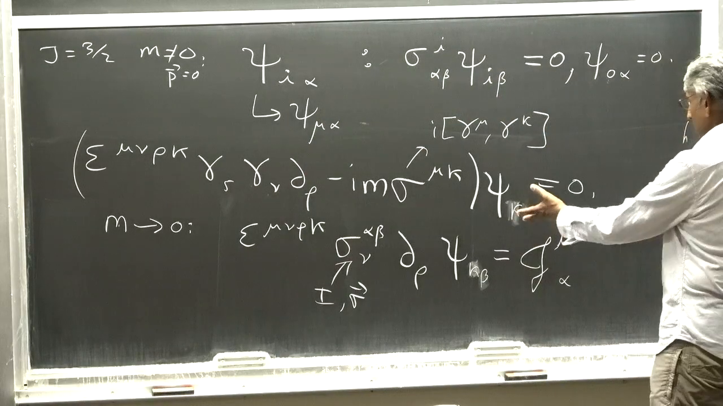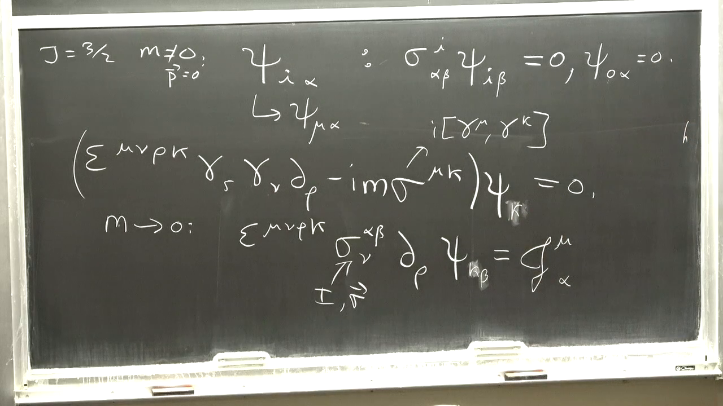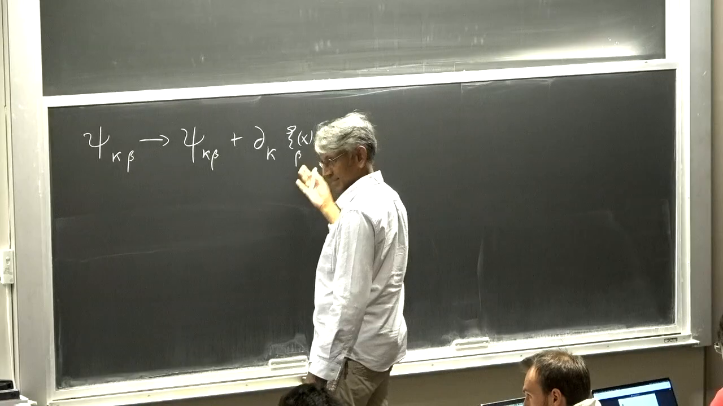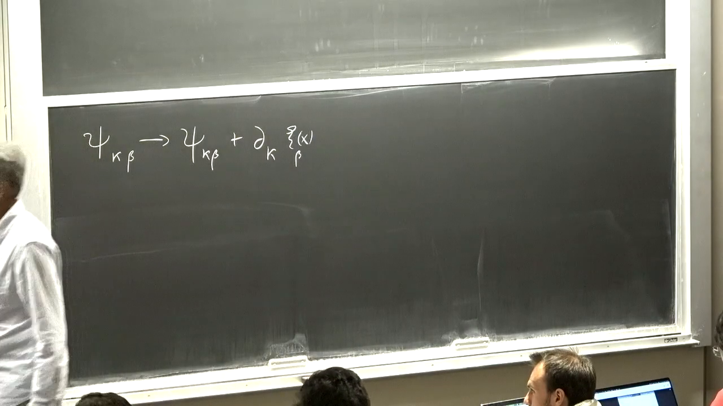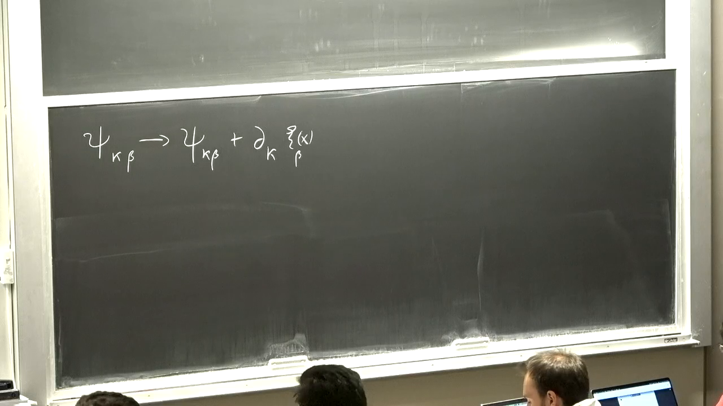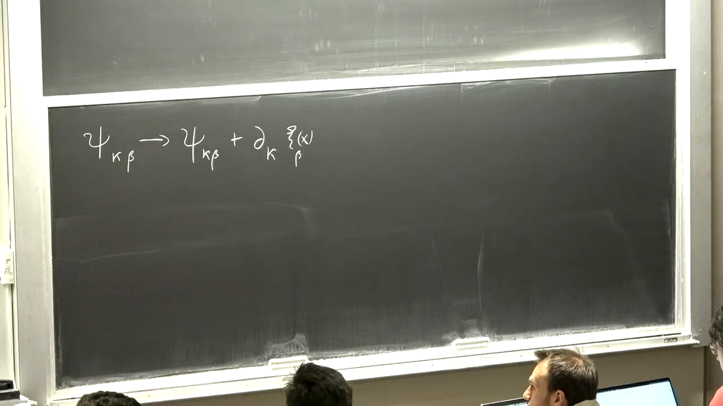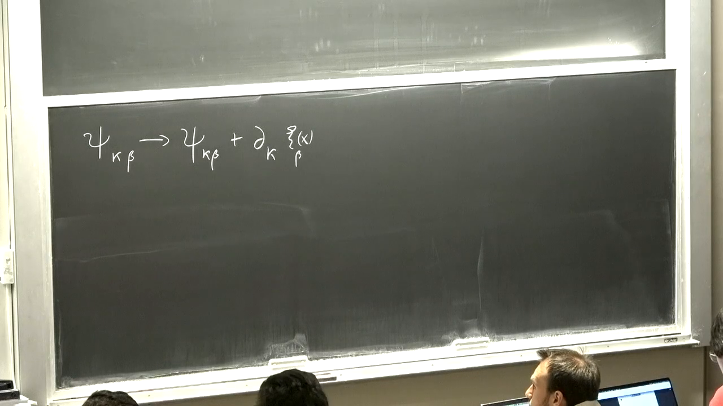Well, one thing you can see about this equation is that it has a gauge symmetry, which is psi kappa beta goes to psi kappa beta plus d kappa of some random function, which is a spinor. So a gauge transformation, which is c. Because if you have an extra derivative of c sitting here, then the two derivatives are anti-symmetrized, which is 0. So it does have this interesting and weird gauge symmetry where the gauge parameter is itself a spinor.